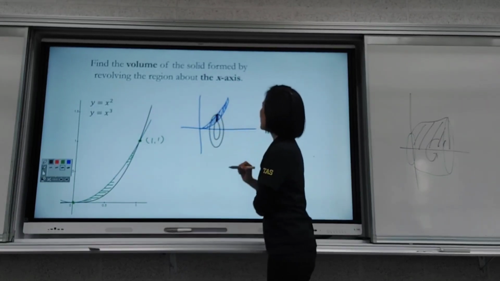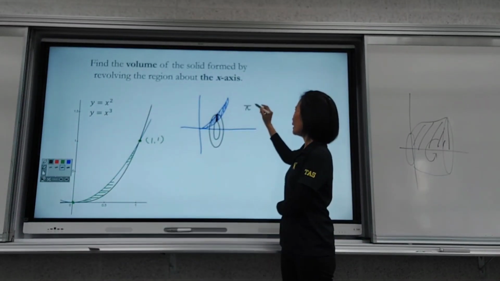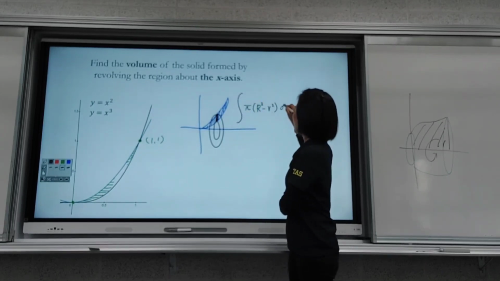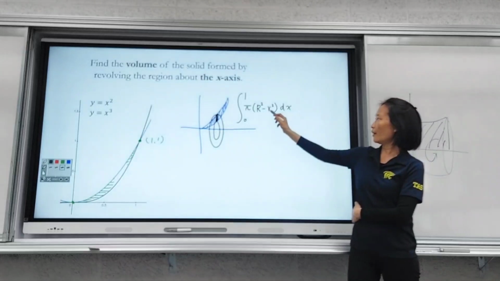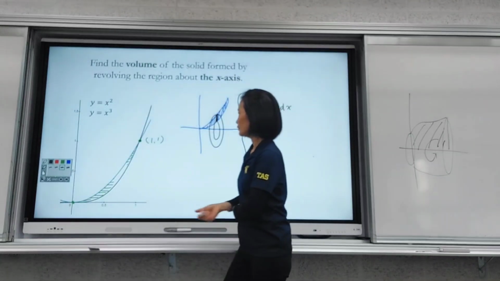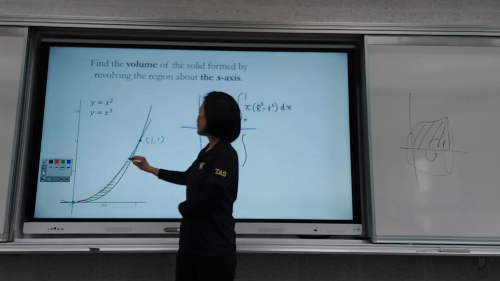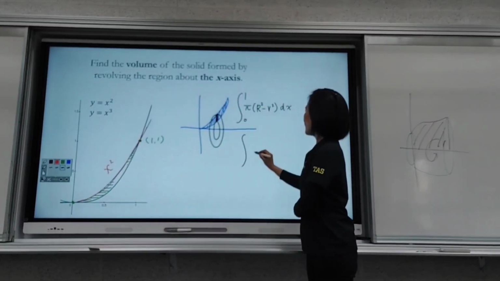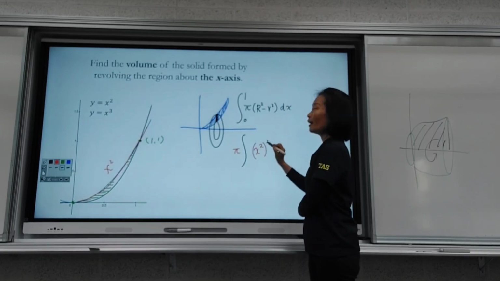Look at one slice. So the area is pi R squared minus r squared, integral dx from 0 to 1. We just need to figure out what is the big R, what is the small r. What do you think the big R is? X squared, yeah, it's actually more flat. This is x squared. So that's pi, put it outside, x squared. Don't forget to square.